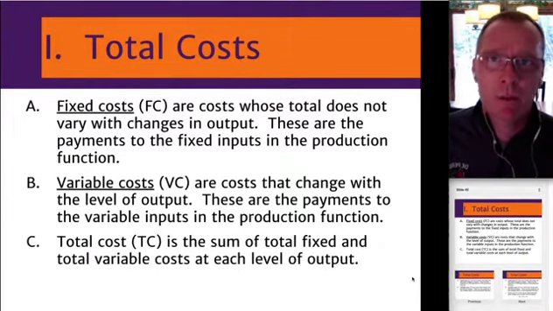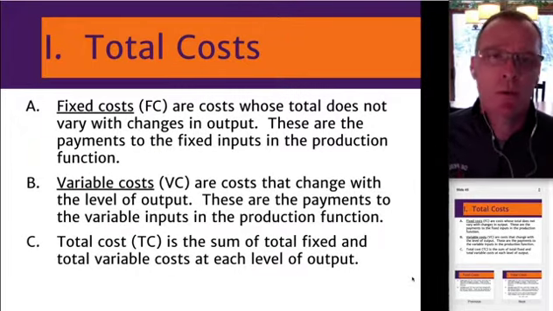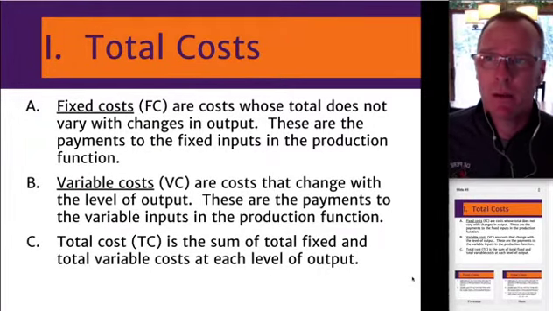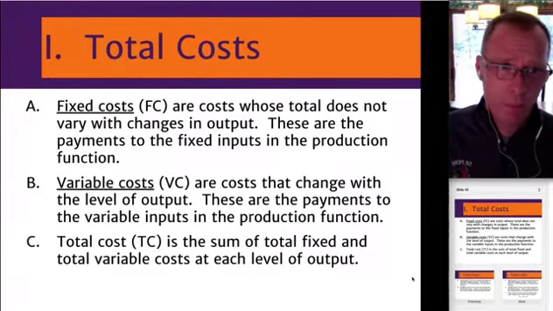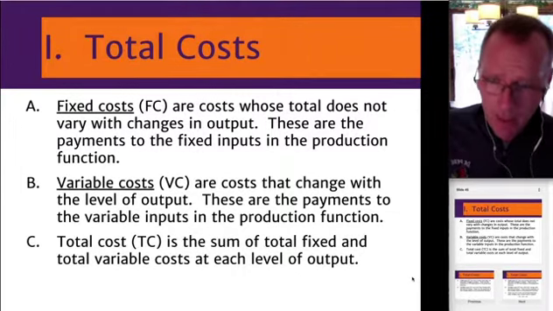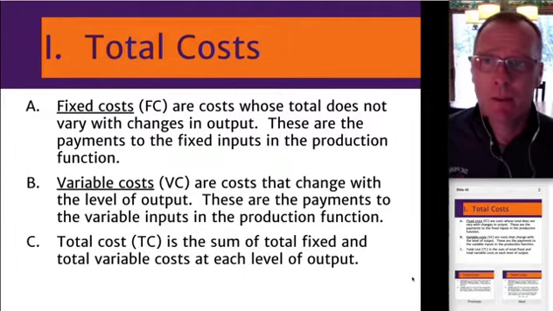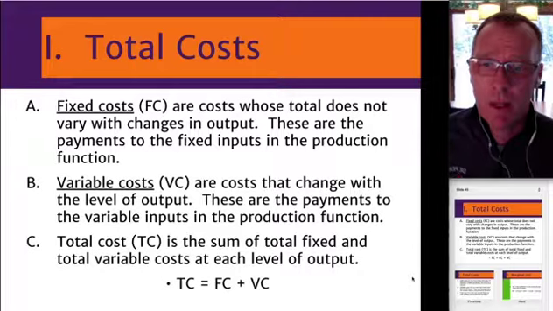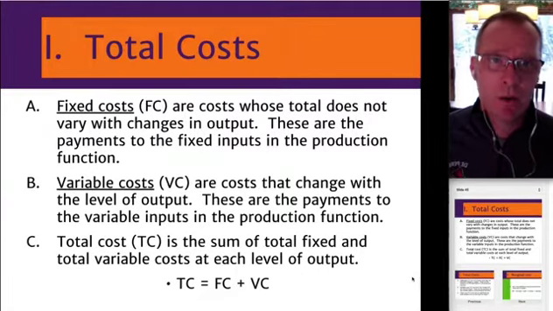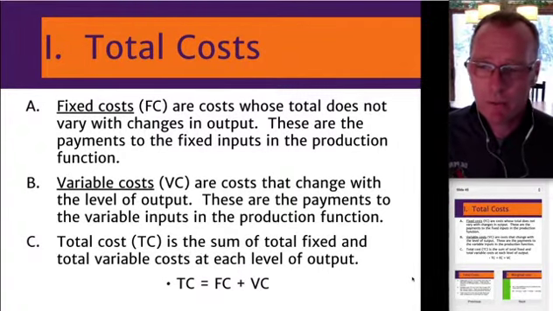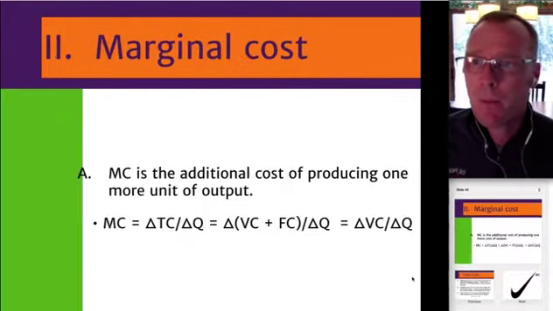Like right now it's Corona time, so maybe you're getting rid of some of those variable costs because you don't have to have as many employees, but you still have to have the lights on, you still have the heat on, you still have all those things that go with the business. Total cost then is simply our fixed cost plus our variable cost. So total cost equals fixed cost plus variable cost.